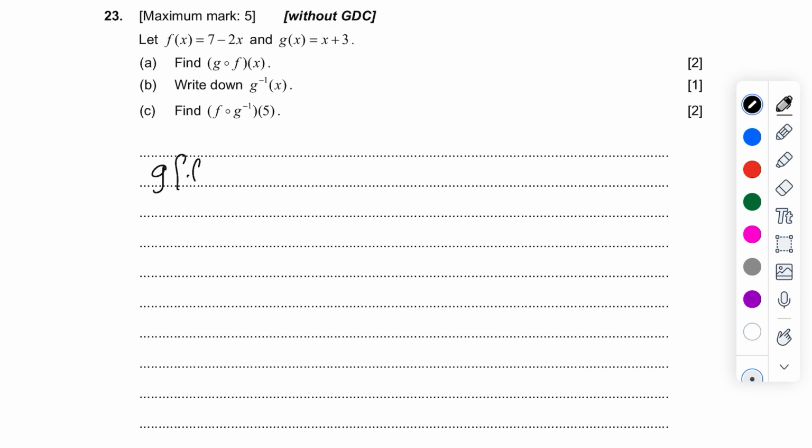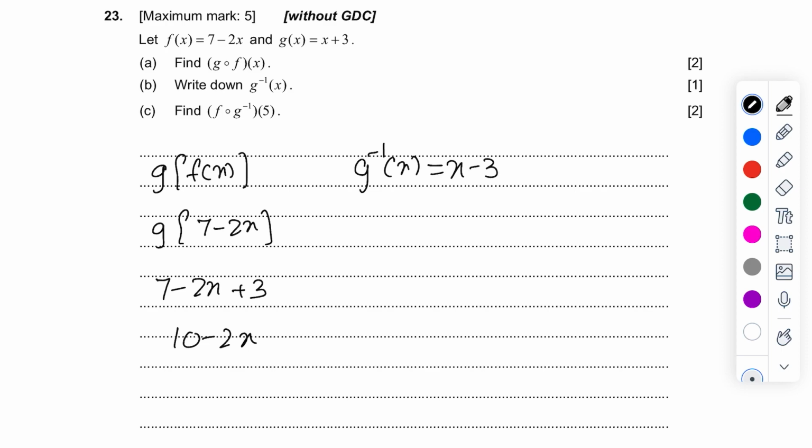g of f of x. f of x is nothing but 7 minus 2x. So 7 minus 2x plus 3, which is going to be nothing but 10 minus 2x. Then g inverse of x, directly x plus 3 becomes x minus 3.